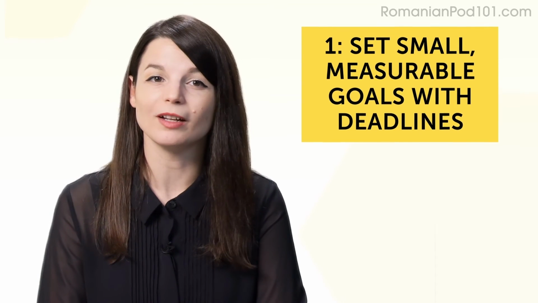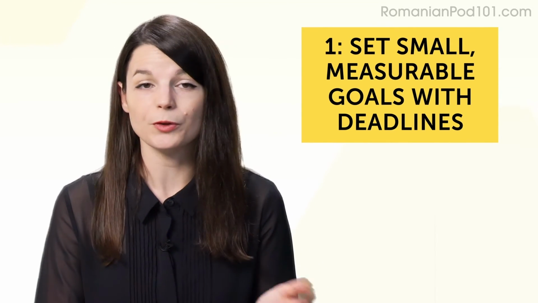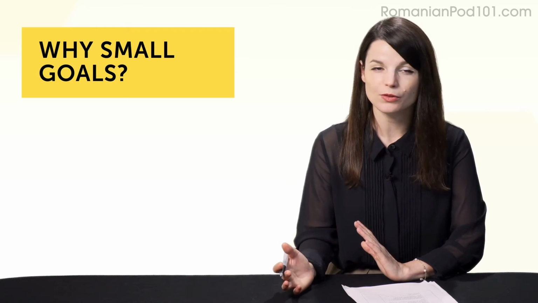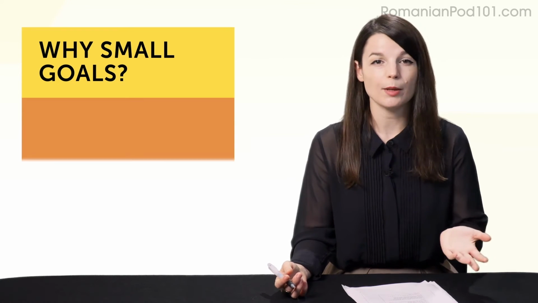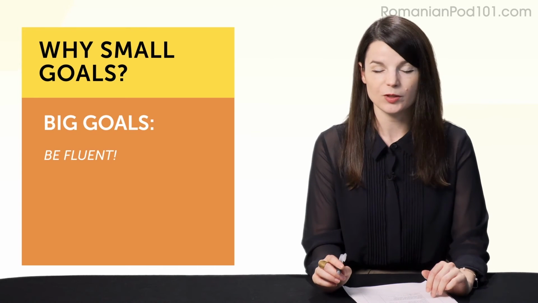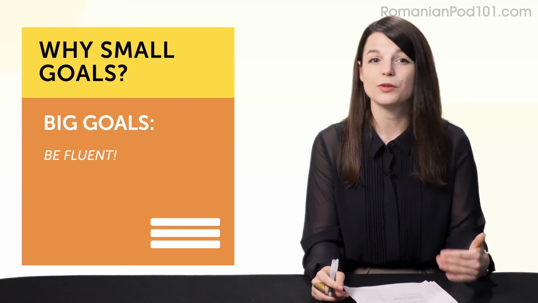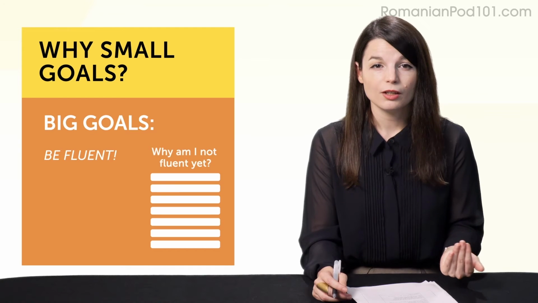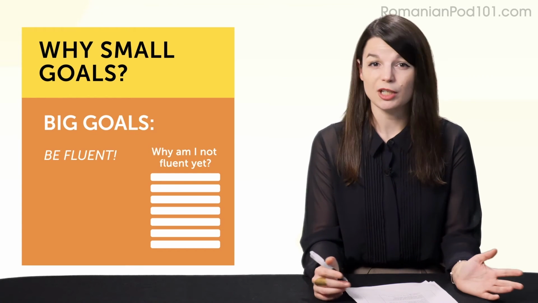Let's start with the first and most important one. Habit number 1. Set small, measurable goals with deadlines. Why small goals? Well, say for example, you set big, vague goals, like I want to be fluent someday, and maybe you buy a textbook, you read the first chapter, then you start wondering if you're getting any better. You start worrying you'll never be fluent, and you give up.